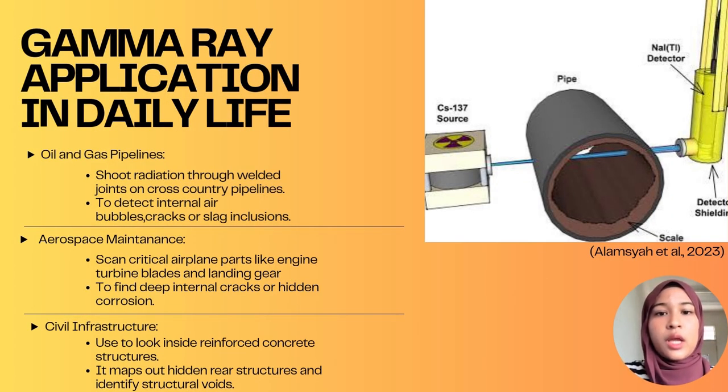Secondly, we use gamma ray for aerospace maintenance. This is used to scan critical airplane parts like engine turbine blades and landing gear.